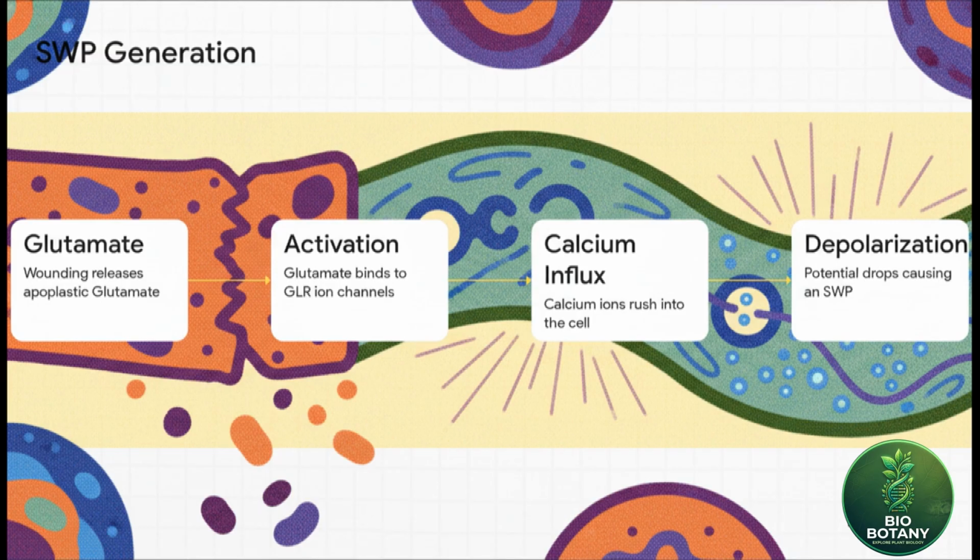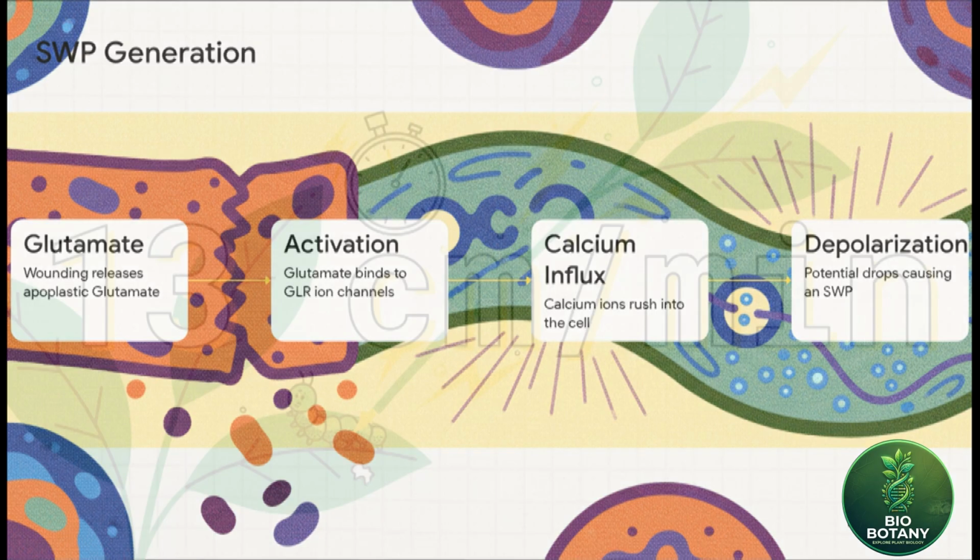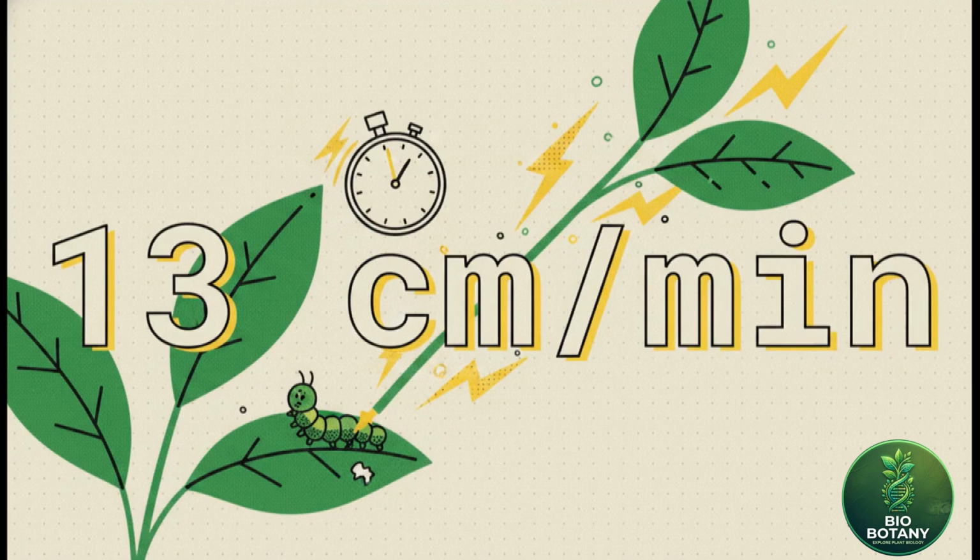It is just this incredibly seamless conversion of physical damage into a chemical signal, and then right into an electrical one. Now, the absolutely crucial point here is the speed. 13 centimeters per minute. These electrical signals can shoot along vascular connections at speeds up to 13 centimeters every single minute. For a plant, that is blazingly fast.